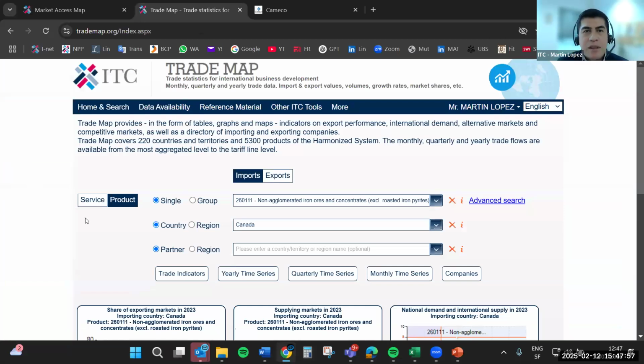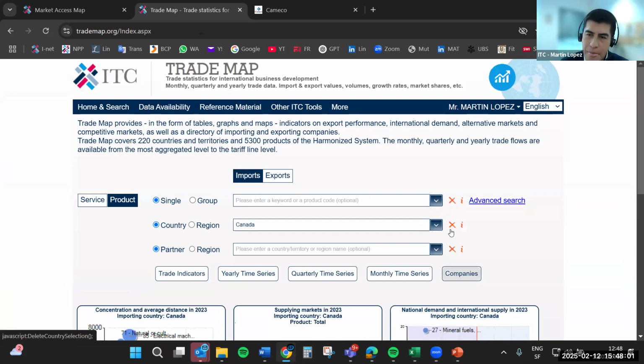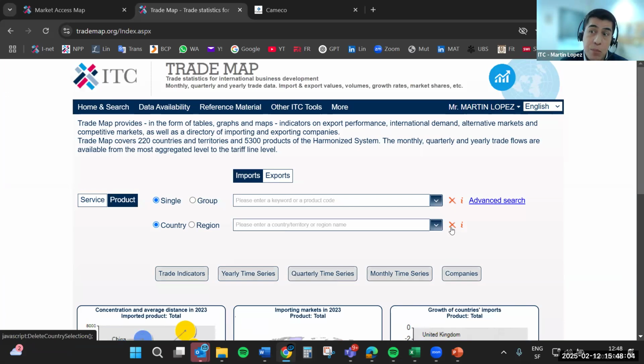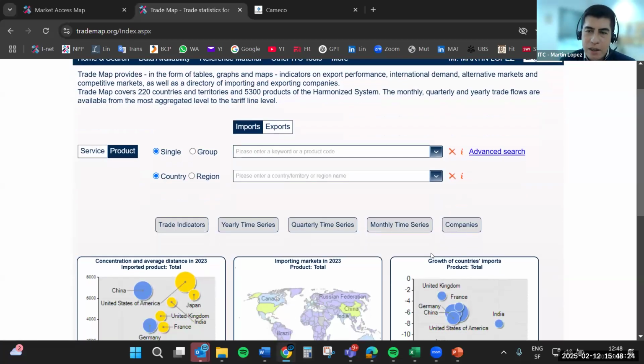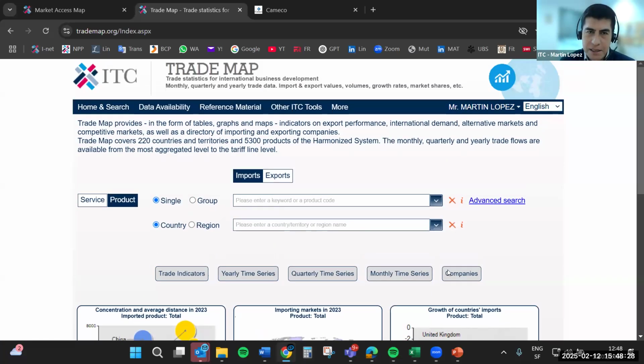So that is the main functionality of TradeMap, to process trade flow reports by product, by country, so that you can go deeper into your analysis of what is happening, what are the trends, what are the competitors, what are the other market players, and what their behaviors are. And as well, to process these company directory reports by clicking here on this button, companies.